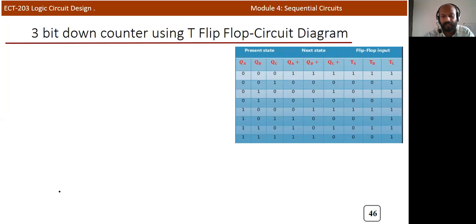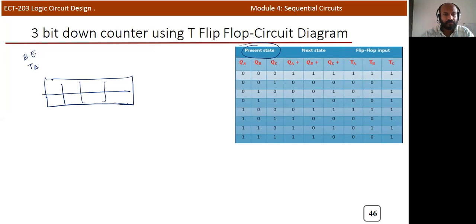To implement the circuit diagram, you need to design the Boolean expression. So the Boolean expression for TA, in terms of QA, QB, QC. So we need an 8-variable K-map, not the 3-variable K-map. So there will be 8 columns: QA, QB, and QC.